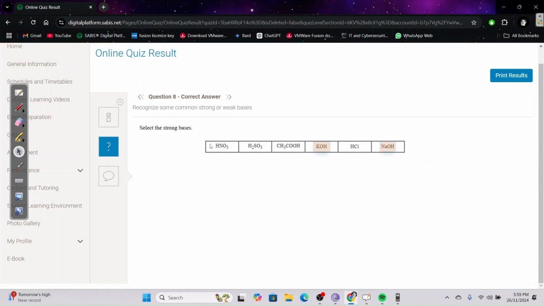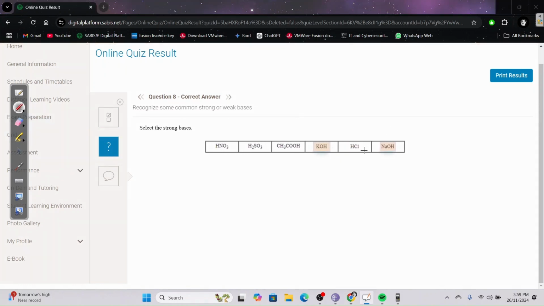Select the strong bases. Now this one, they made life really easy for you because they only have two bases here anyway. This is an acid, this is an acid, this is a weak acid, we said it, and this is another acid. So it's literally only these two. Okay, question 9.